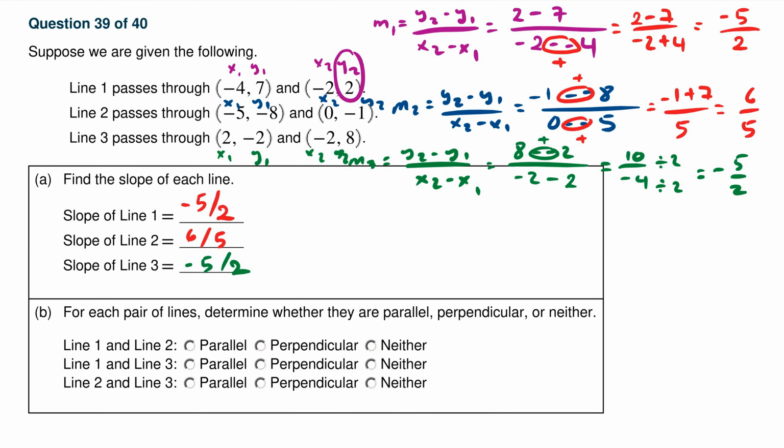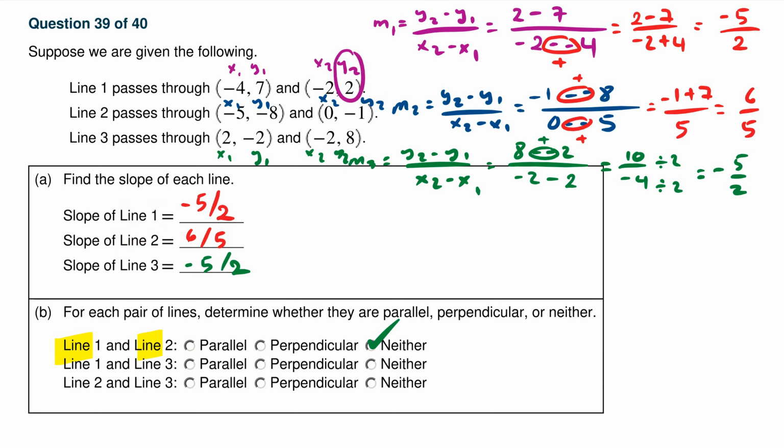Alright, line 1 and line 2. The slopes are not the same, so they're not parallel. They're not opposite reciprocals, so it's not perpendicular. It's going to be neither.